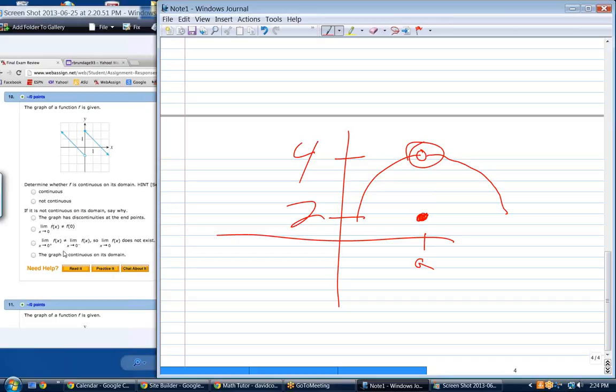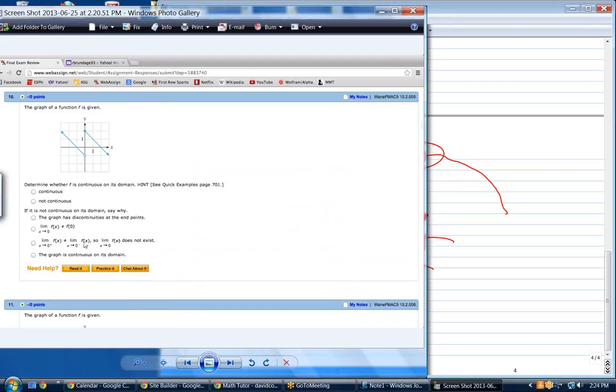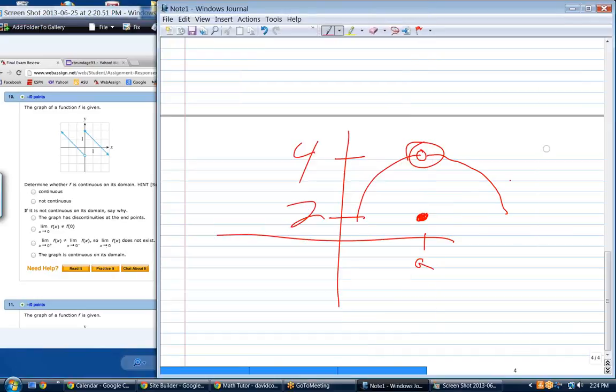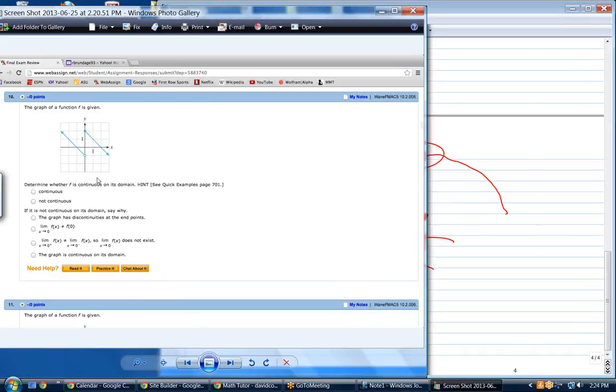So I'm not real fond of their answer here. That's not good enough. I guess that is a good enough reason. That reason would not suffice if you were faced with this graph, but it suffices with this graph. Okay, that makes sense.